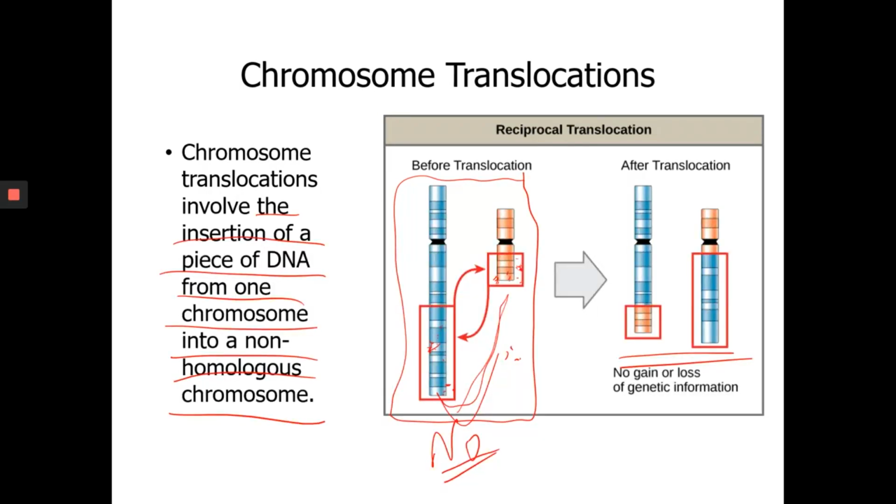So this is translocation. So what if this happens to homologous chromosomes? If you have 2 homologous chromosomes and they exchange certain sections, what do we call that? Crossing over, right? That's crossing over. So that's why translocation happens to non-homologous chromosomes.